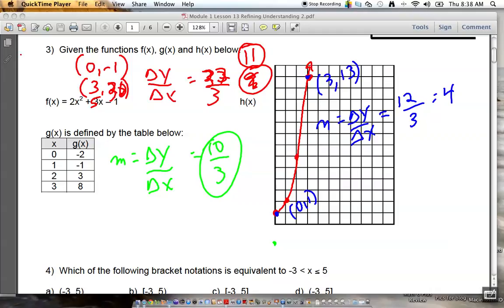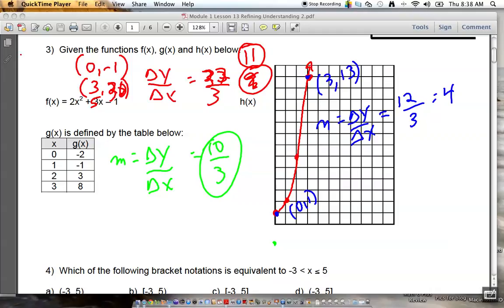Did I go too fast? No. Okay. Now, the greatest one is the red one, so f of x is greatest. The blue one, 4, is the medium one, so h of x. And then g of x is the smallest, 10 over 3 is not quite 4, it's 3 1/3. Okay, any questions? All right.